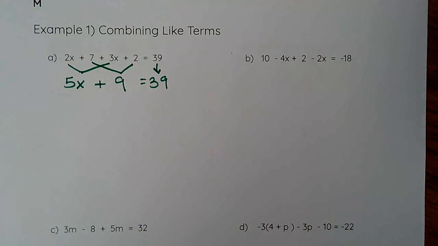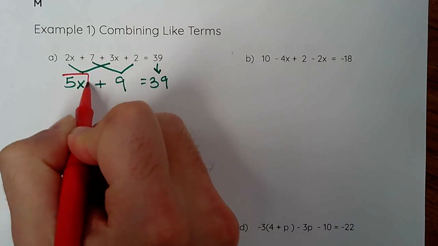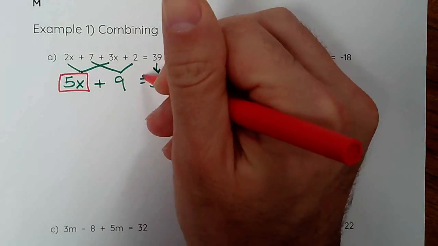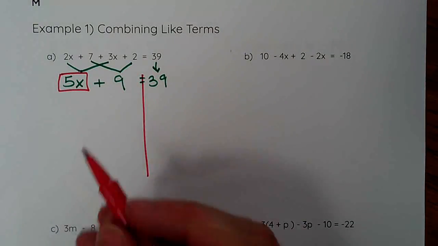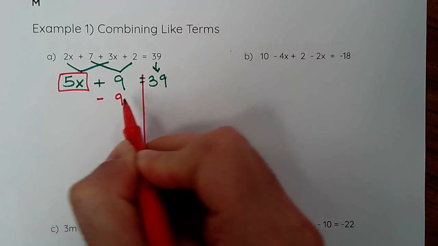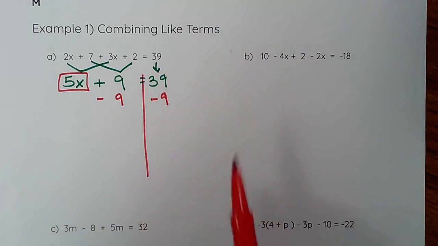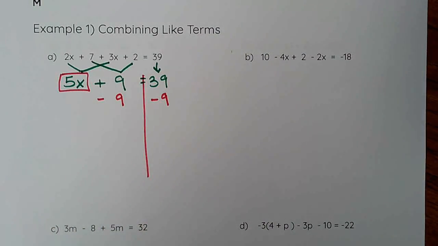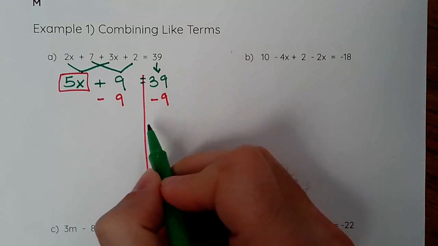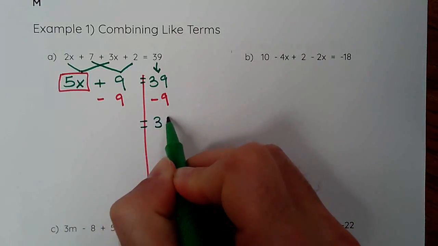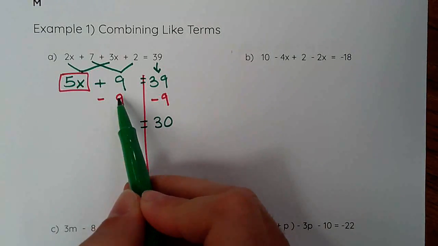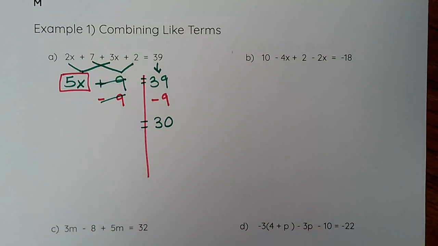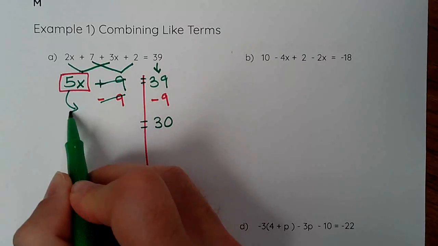Here I have a two-step equation, so I'm going to go ahead and box my variable term and draw my line. Plus 9. To undo plus 9, we need to take away 9, and we will do so on both sides. 39 take away 9 leaves us with 30. Plus 9 and minus 9 cancel out, which was the goal. And I bring down my 5x.